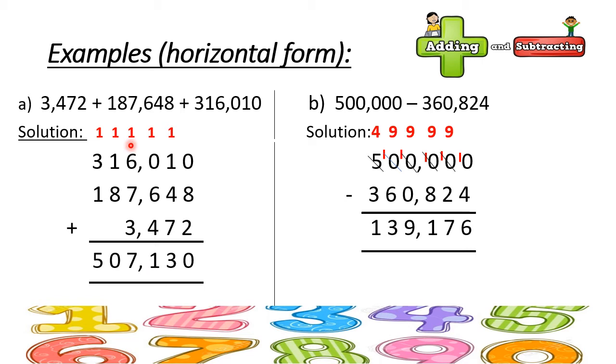And then by adding these digits, the answer will be 17. So we will write 7 here, and 1 will be the carry. By adding these digits, the answer will be 10. So 0 here and 1 will be the carry. And by adding these digits, the answer will be 5. So this is our final answer, which is 507,130.